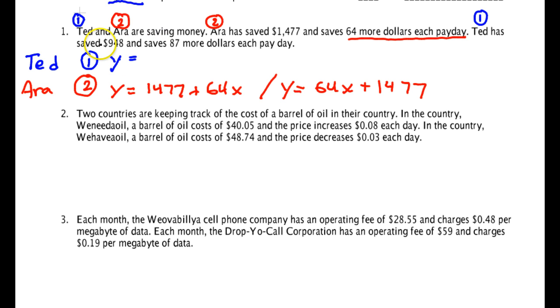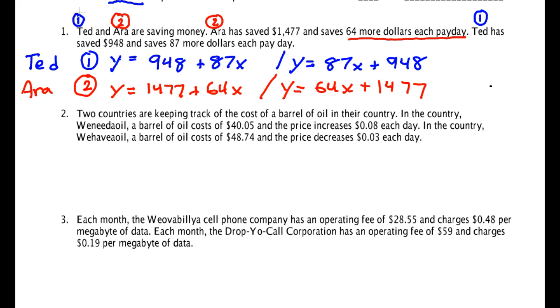Okay. All right. You save $948, but it's saving $87 each payday. Okay. Again, that could be written the other way. Now, if you want to use different variables, like for payday and for dollars and things like that, that's fine. Or you can use X and Y. And we're going to stop here at this point once we have the 2 equations.